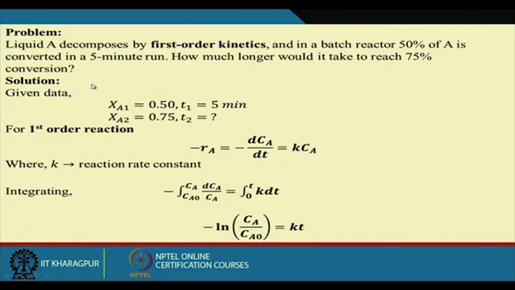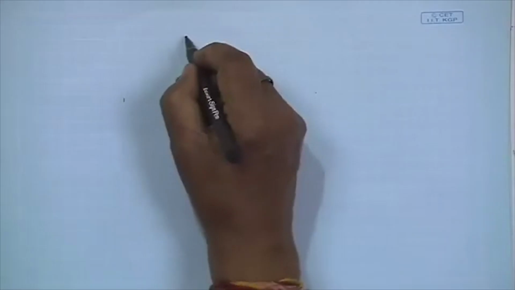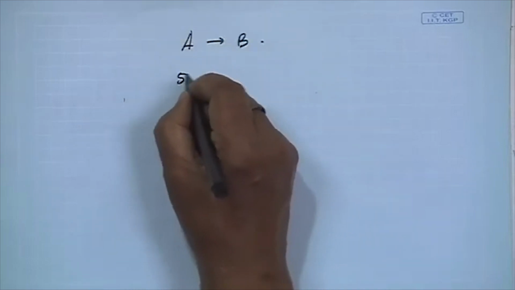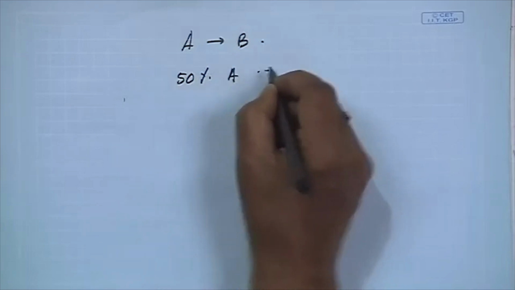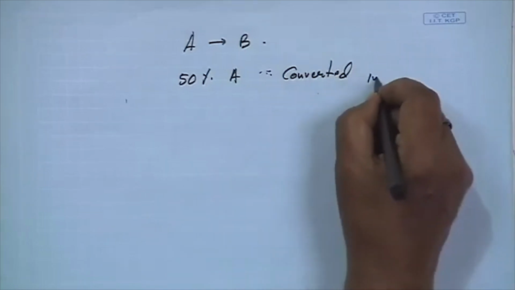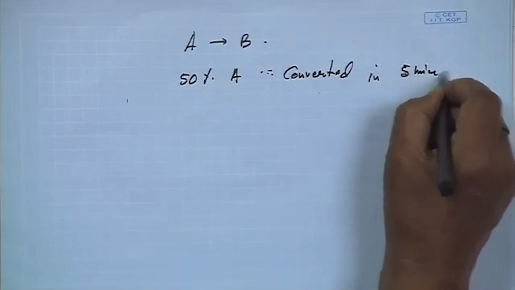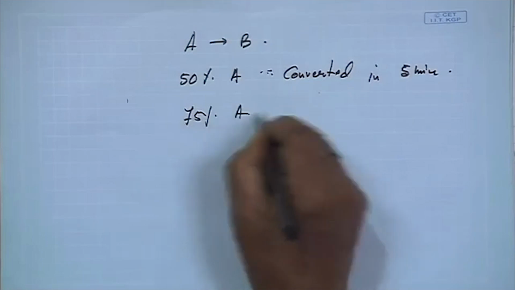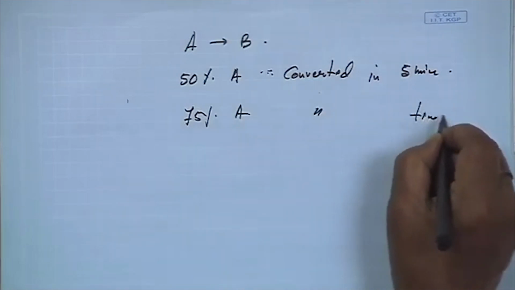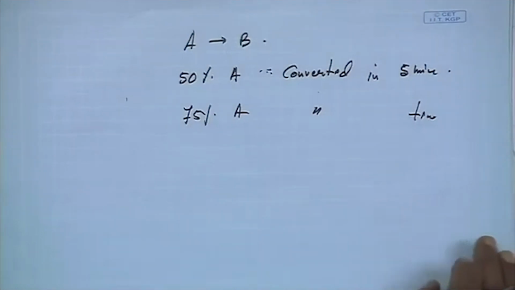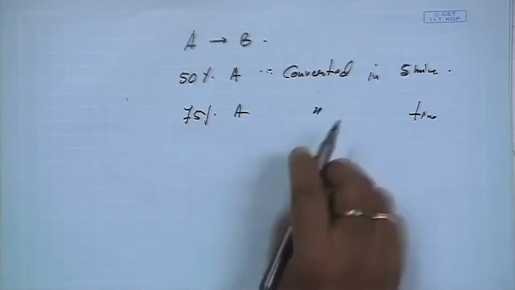So the situation is something like this. You have an A to B reaction. So what it is saying is that 50% of A will be converted in 5 minutes. Am I right? Now the question comes: for the conversion of 75% of A, how much time is required?